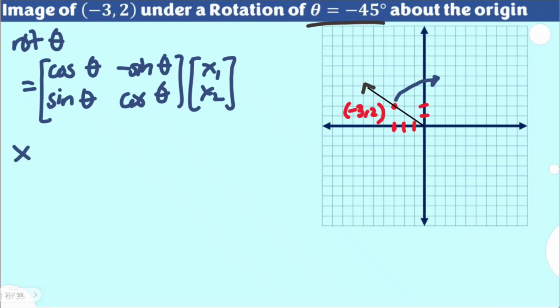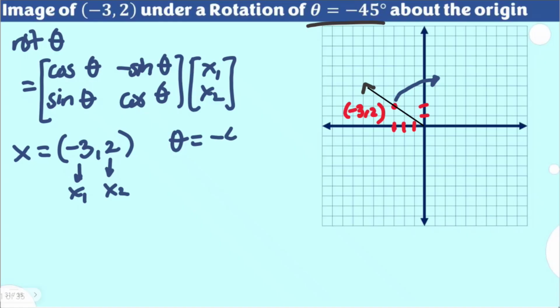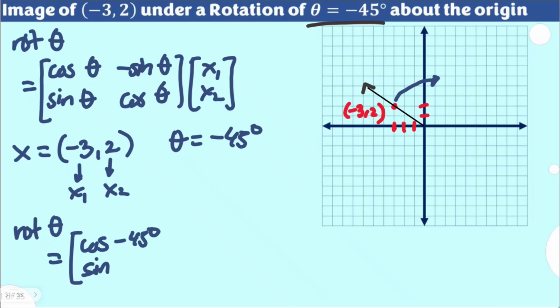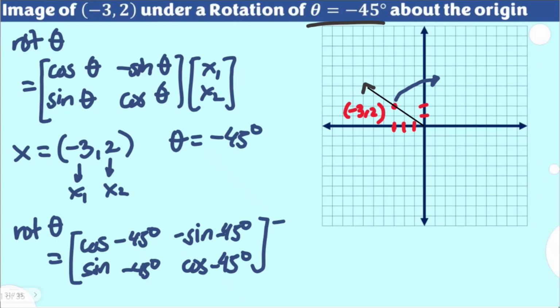So our x here, we'll have the components of negative 3 and 2. This will be your x sub 1, and this is actually your x sub 2. And our theta is negative 45 degrees. So we're going to plug that in on our formula here to determine the image of the point under the given rotation. So we'll have here the rotation of theta is identified as the cosine of negative 45 degrees, sine of negative 45 degrees, negative sine of negative 45 degrees, and positive cosine of negative 45 degrees, times negative 3 and 2 as your components for x.